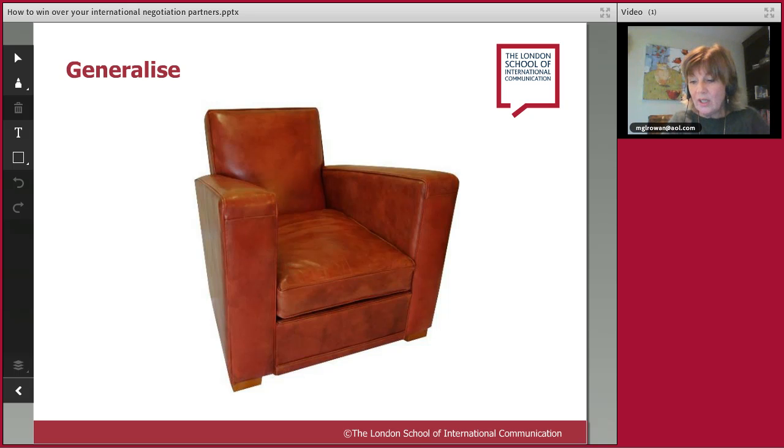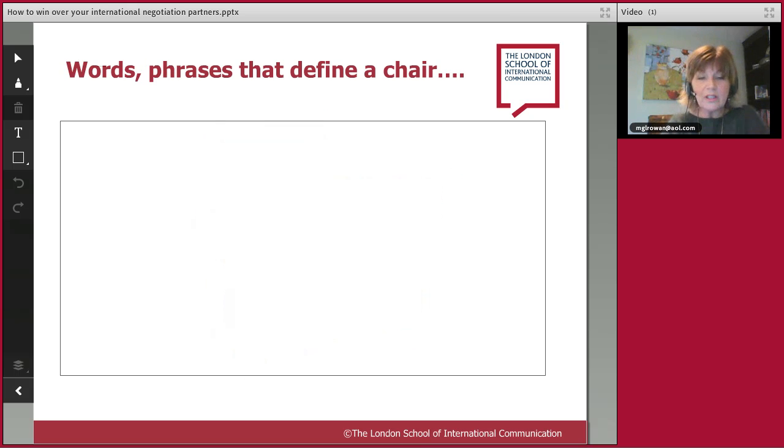So there are key words and phrases that are used to define a chair, and what I'd like you to do, if you would please, is to write down for me on here some key words or phrases that you think are essential to defining a chair. Imagine you're talking to somebody who doesn't know what a chair is. They've landed from another planet and you're explaining what a chair is.